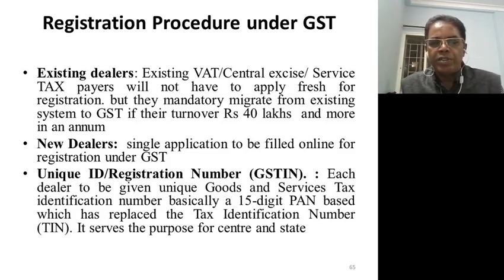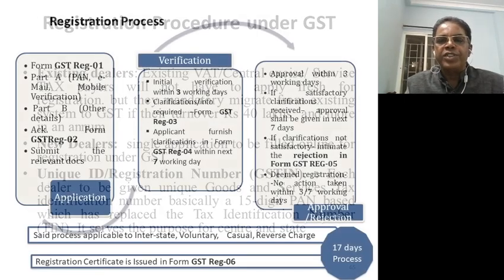Unique ID card, GSTIN. Here it is GSTIN, not GSTN. GSTN means network. GSTIN means identification number. Each dealer is given a unique goods and services tax identification number, basically 15 digits, PAN based, which has replaced the tax identification number. It serves the purpose of center and states.